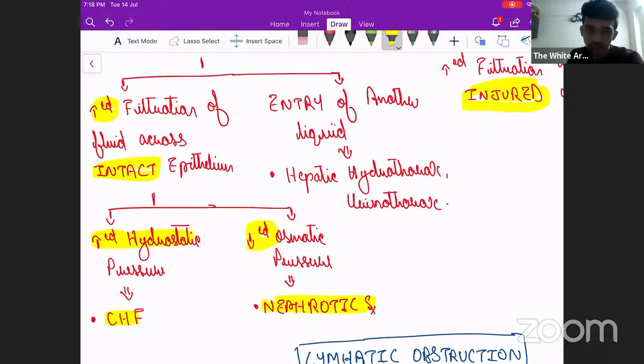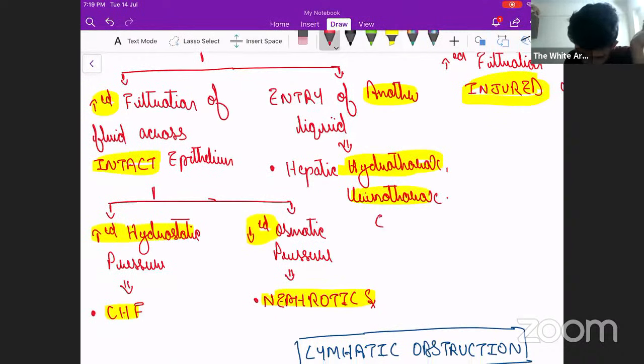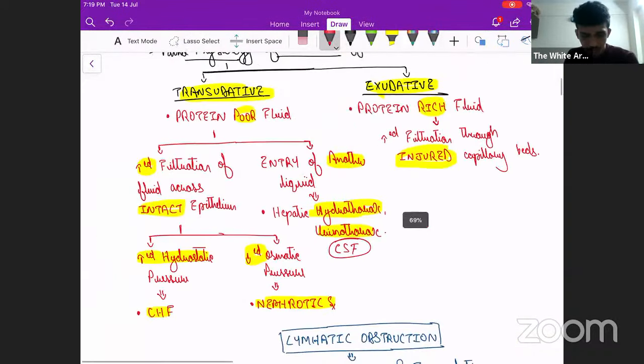Next, coming to entry of another liquid. If some other liquid of transudative nature enters into the pleura, then even that can cause it. So what can that be? That is what we see in ascites in case of hepatic hydrothorax, or there is something called urinothorax, wherein a retroperitoneal urine collection comes through the diaphragm and collects, or you can see it due to accumulation of CSF, where an abnormal connection from the ventricle to the pleura results in accumulation of CSF. Even in that case, we'll get transudative fluid.